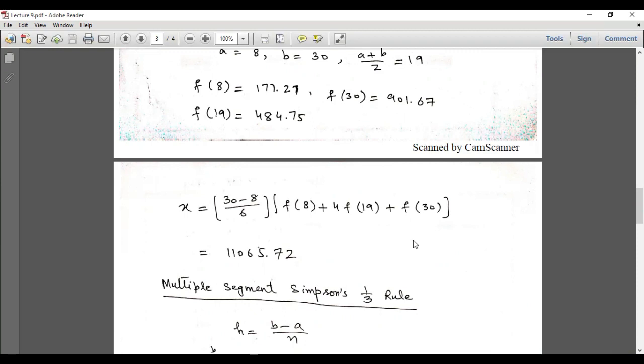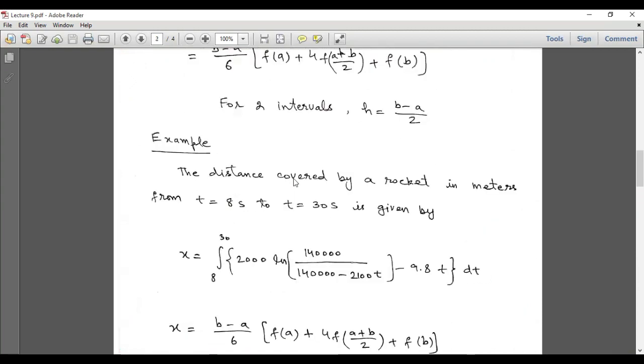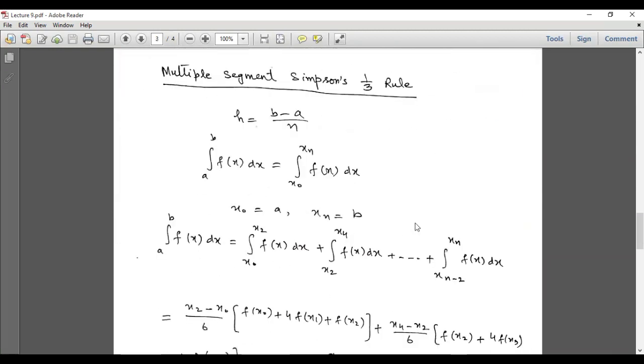So now we can use multiple segment Simpson's 1 by 3 rule to get more accurate results, right? So if we have n number of segments, then our step size h will be equal to b minus a over n. So in this case, it was b minus a over 2 because we had two segments. For n segments, h will be equal to b minus a over n. And this integration will be equal to integration from x naught to xn of f of x dx. So x naught is equal to a, xn is equal to b, and in between we will have several points.